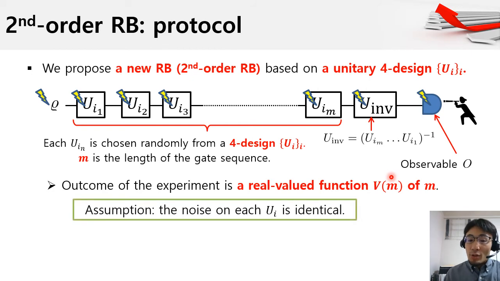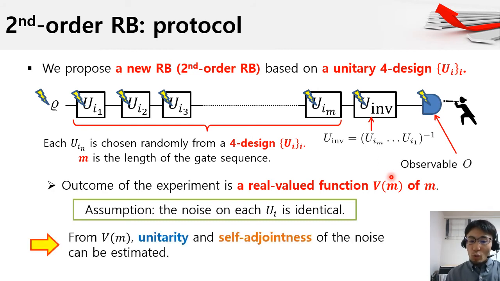We also assume that the noise on the gate set is identical, so it's gate independent and also time independent. This is a strong assumption, but this is somewhat common in the RB context, so we just follow the literature and assume this. Under this assumption, we can prove that from this real-valued function V of M, the unitarity and self-adjointness of the noise can be easily estimated.